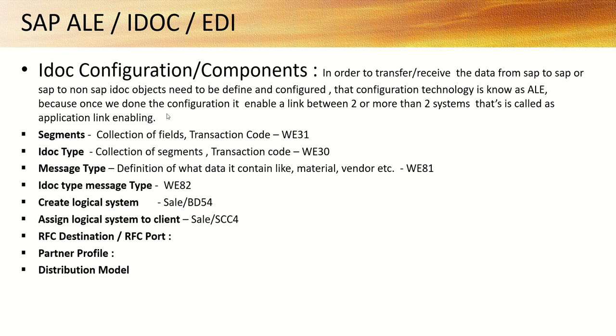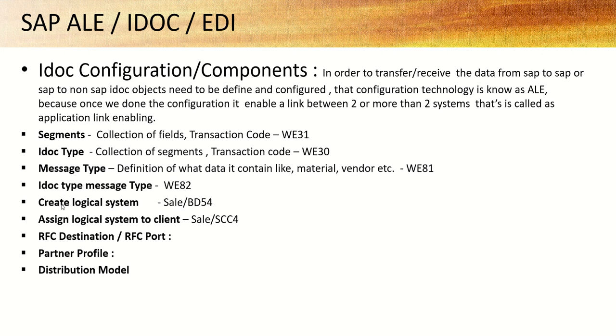So in order to transfer the data, there are some objects here, like segments. The segments are nothing but a collection of fields. Then one object is called IDoc type. The IDoc type is a collection of the segments. And the message type gives the definition of the IDoc details, like what kind of data we're transferring, whether it is a material, vendor, customer, etc. And then the IDoc type and message type link we have to establish in the code WE82.